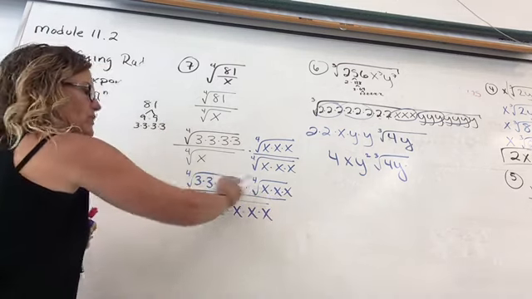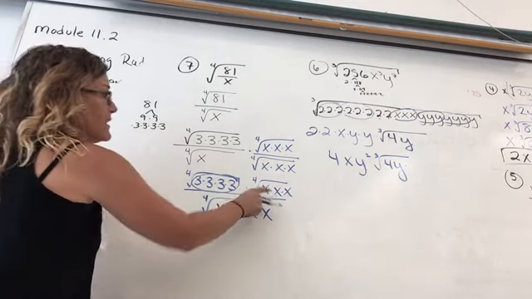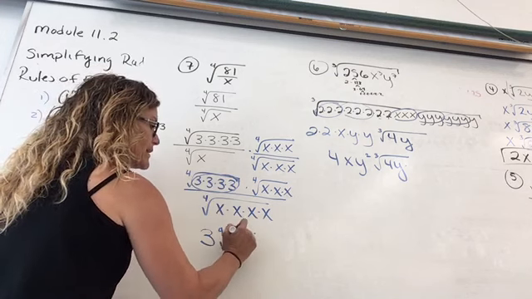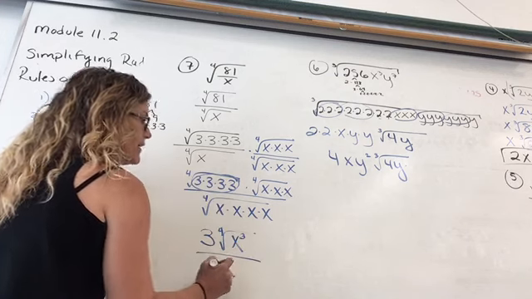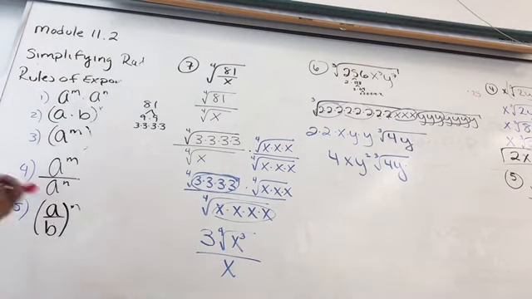Now, I could put these under the same radical as well, but these get to come out because there's a group of 4. These do not. So I have 3 4th root of x cubed, and on the bottom, I have the x because these all get to come out. And that is what we call rationalizing as well as simplifying.